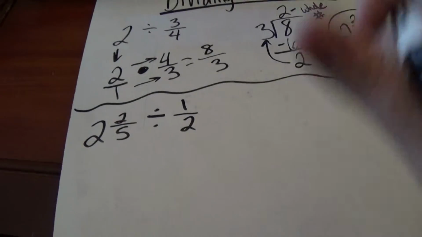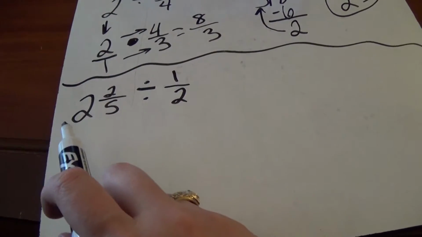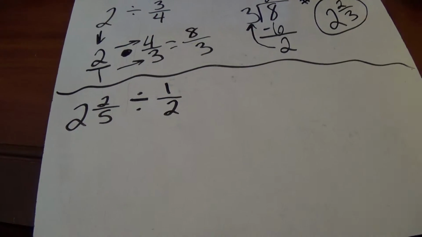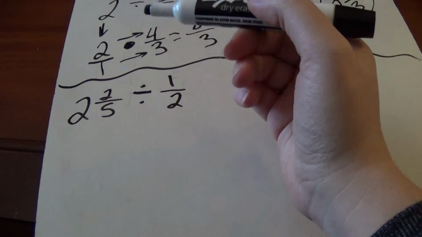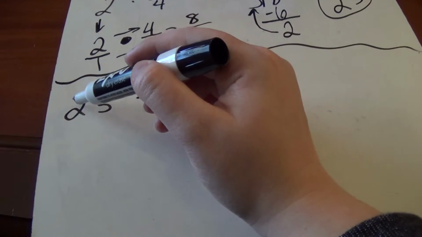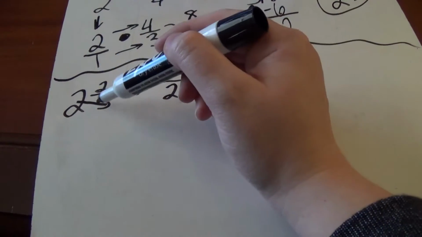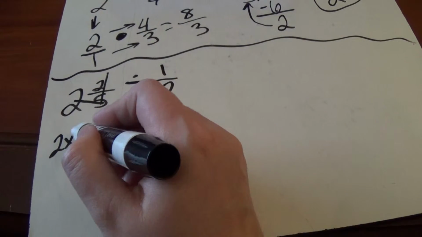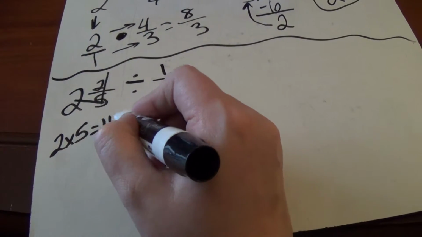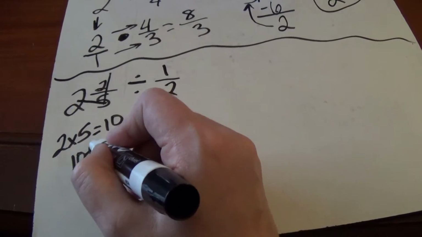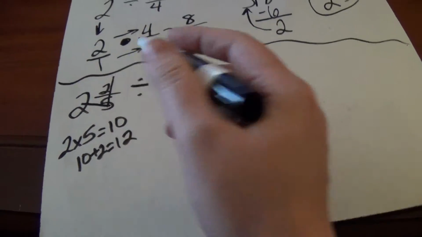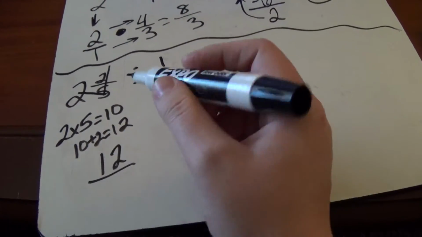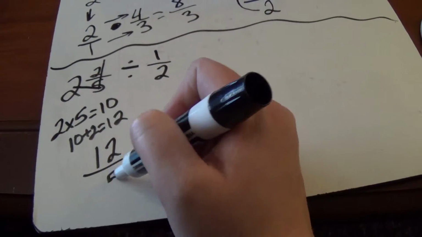Okay, the second problem has a mixed number, 2 2/5 divided by 1/2. So before you can start, you have to do the check method. So remember, the check method is to do 2 times 5, and then you come up here and you add the 2. So we're going to do 2 times 5, which is 10. We have 10 plus 2 equals 12. So 2 2/5 changes into 12 over the same denominator, which is 5.